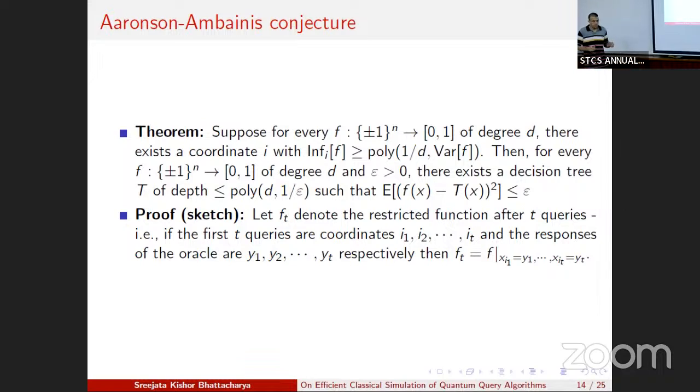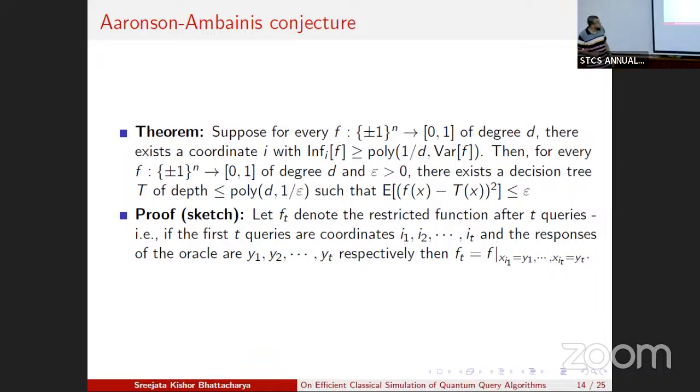Suppose at our current stage we have made t queries so far. Initially t equals 0. Let's say the restricted function is f subscript t. That means we have made t queries: we have queried coordinates I1 to It, and we have gotten responses y1 to yt. Then ft is simply f with this restriction. That is, this is what we know about the function here.